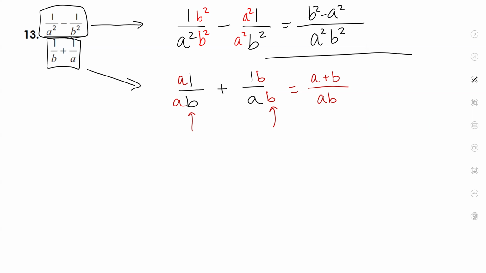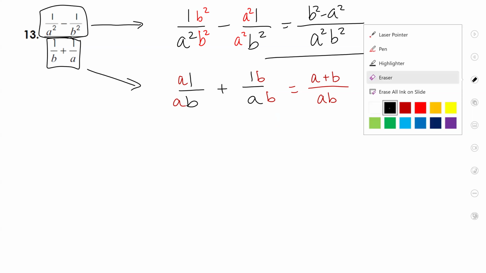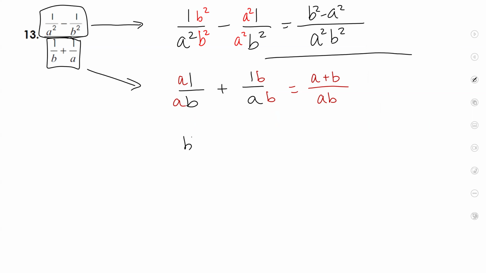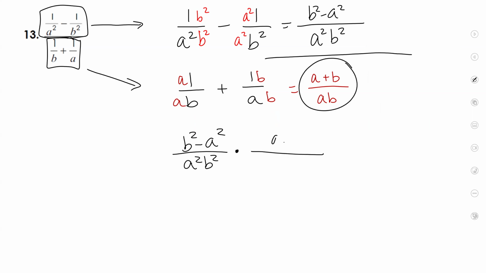Okay, keep change flip. So I'll do that over here. We're going to keep the same numerator. So B squared minus A squared over A squared B squared times, we're going to flip this second one. So AB is now in the numerator. A plus B is in the denominator.